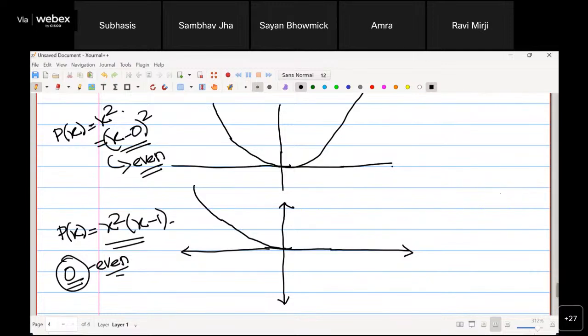It will bounce back, but certainly it can't go towards infinity, because it has one more root, which is 1. So it will bounce back, and again it has to bend. It has to come to this 1 comma 0. And what is the multiplicity of 1 here? Odd, right?